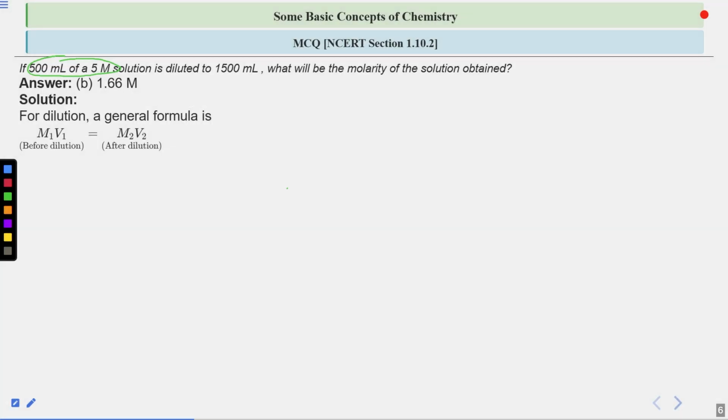Now we have the initial molarity, initial volume, and the final volume, but we don't have the final molarity. Just put all of these values in. If you put them in, we can calculate M2 from here. Just cross multiply and you will get 1.66 M. I guess it is very clear to you once you know this formula. Now moving on to the next question.